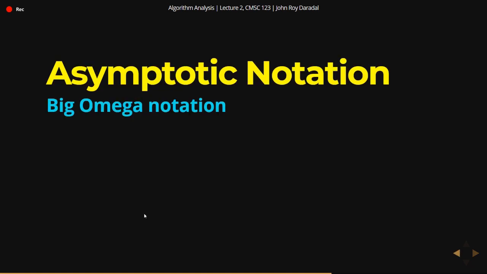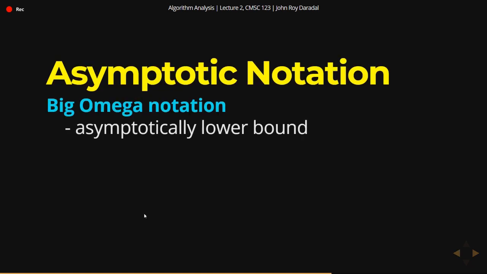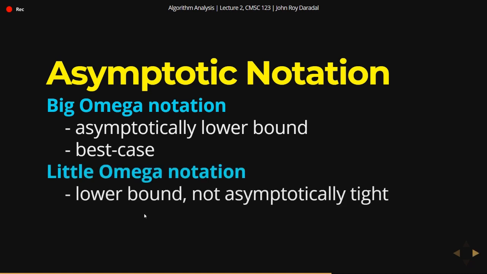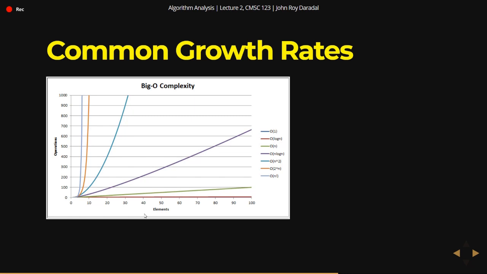And big omega, it's the opposite of big O. It's the asymptotically lower bound. So it provides the best case running time, and the opposite, the little omega, is a lower bound but not asymptotically tight. So similar to little o as well. Okay, so those are the four other asymptotic notations. But for this class, we'll focus on big O notation only.